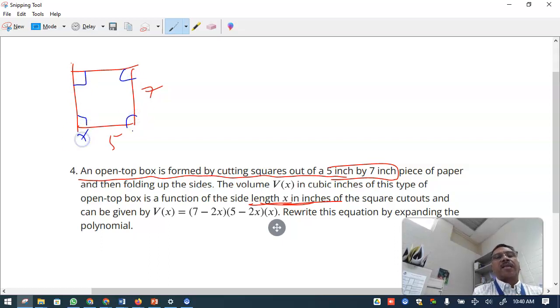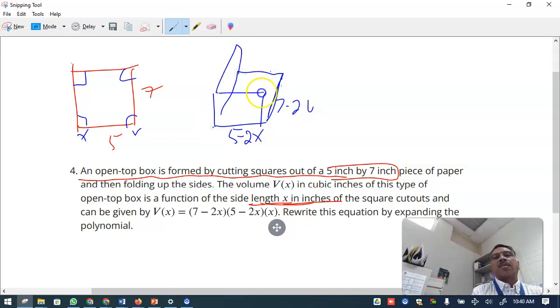So when you take off x and x, what you're left with is 5 minus 2x. So this will be 7 minus 2x, and you get a box. Okay, so you get a box this way. And the question is, what is the volume?